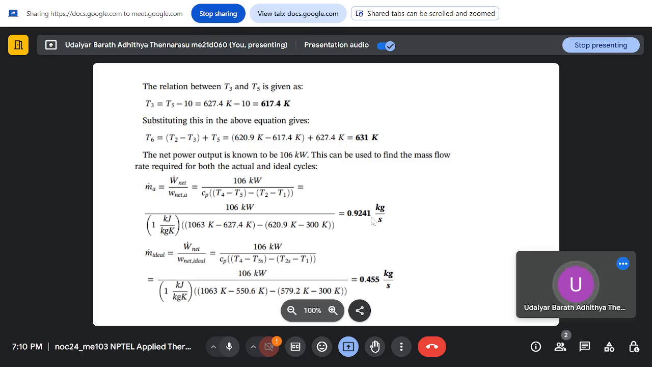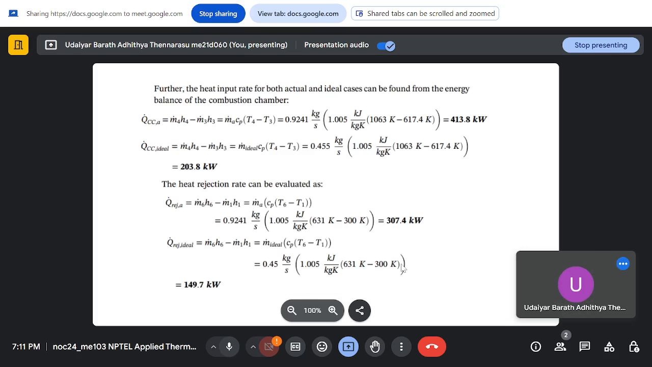This is the actual mass flow rate. If you see the ideal mass flow rate, assuming the turbine and compressor are 100% efficient, instead of 5 and 2 it will be T5S and T2S. Substituting that, it will come out to be 0.455 kg per second.